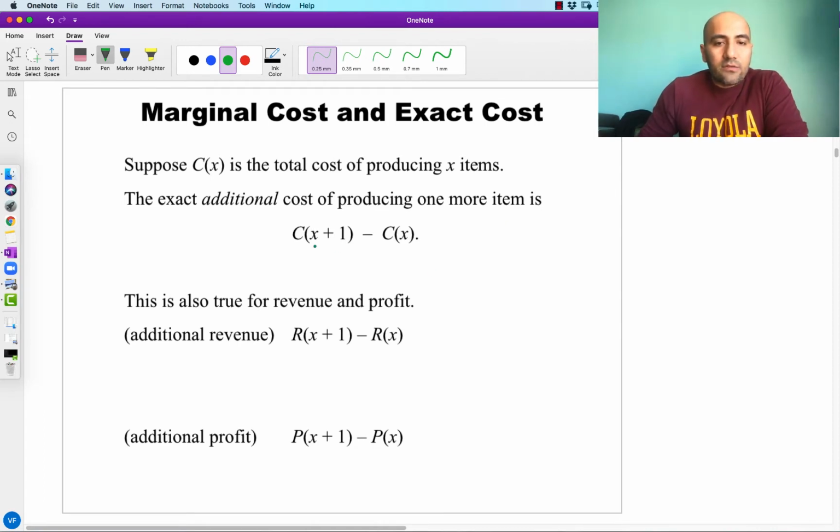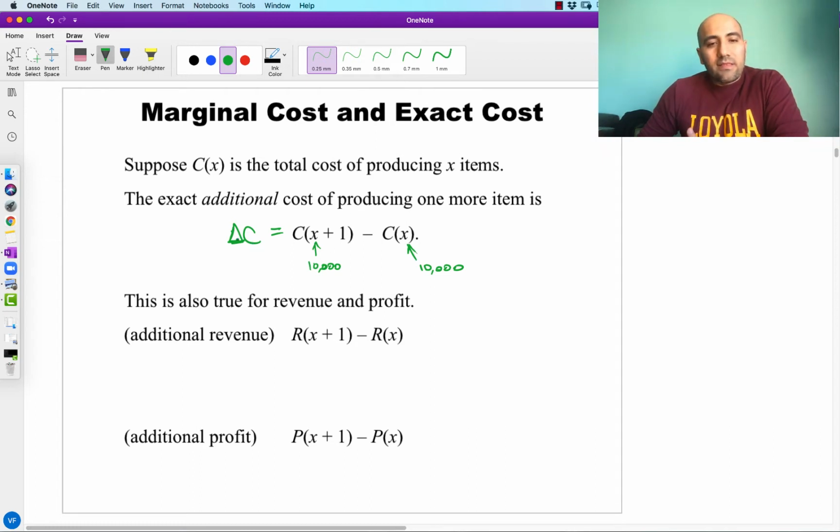Back to the bicycles, I had 10,000 bicycles, and I want to calculate what it's going to cost to do 10,001. What's that change? What's that difference? This is what we would call delta C in this case. Remember, delta is this little triangle, and it means change in the cost function. And this is exact: the exact change in the cost function to go from 10,000 to 10,001. That difference there is delta C.